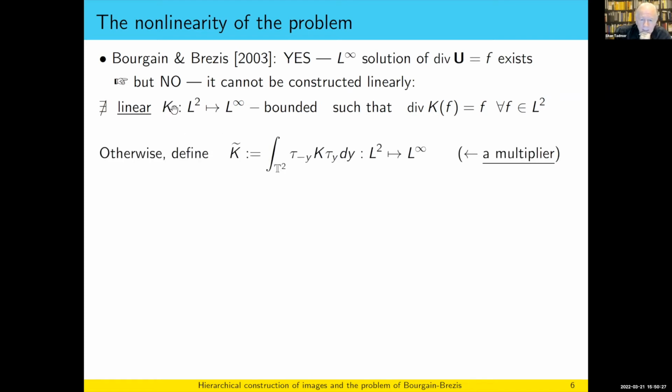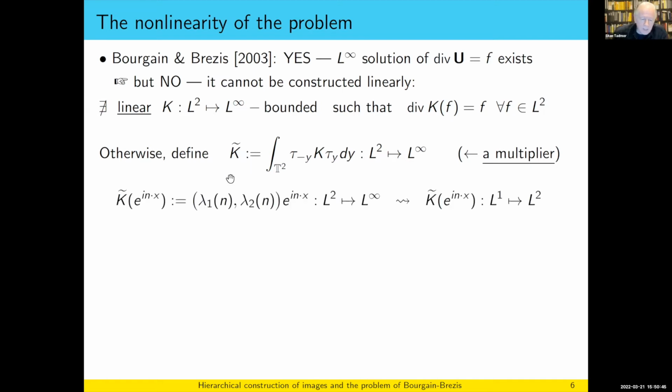If there was a linear solver, we can always average it over all possible translations on the torus, and then instead of an operator K, we'll get an operator K twiddle, which will be translation invariant. It will compute these all translations. If it's translation invariant, it means that it's a multiplier. Multiplier means that if it operates on the exponentials, then it gets back the exponentials with some multiplier. This is the symbol, lambda 1, lambda 2. This must be a 2-vector, right?